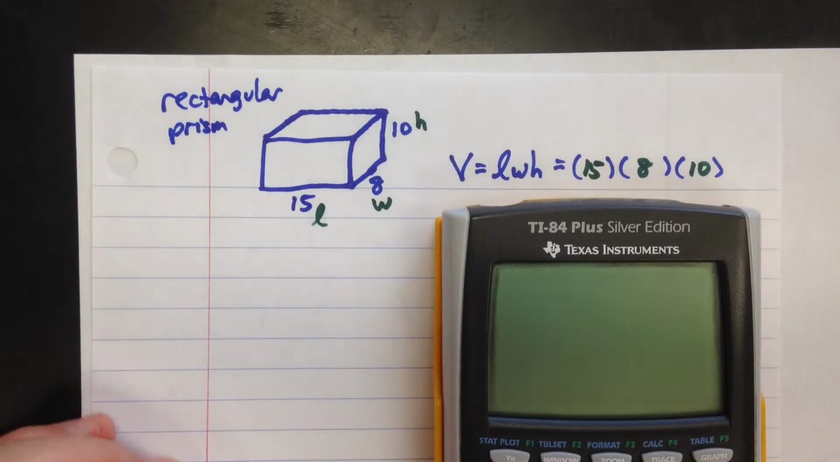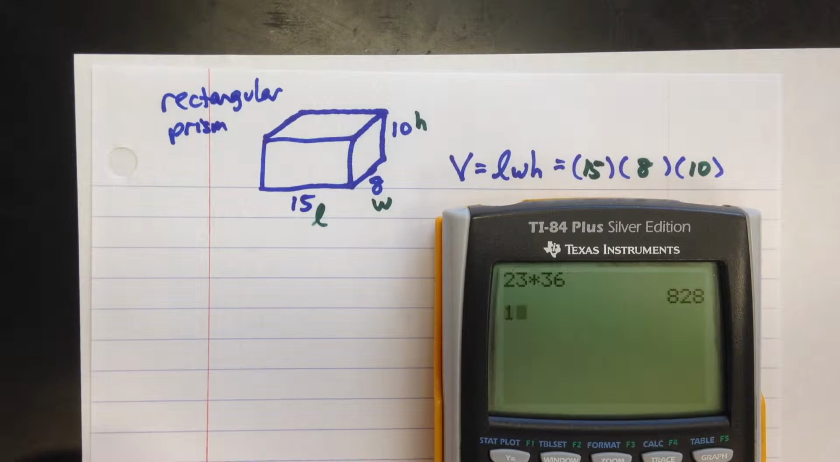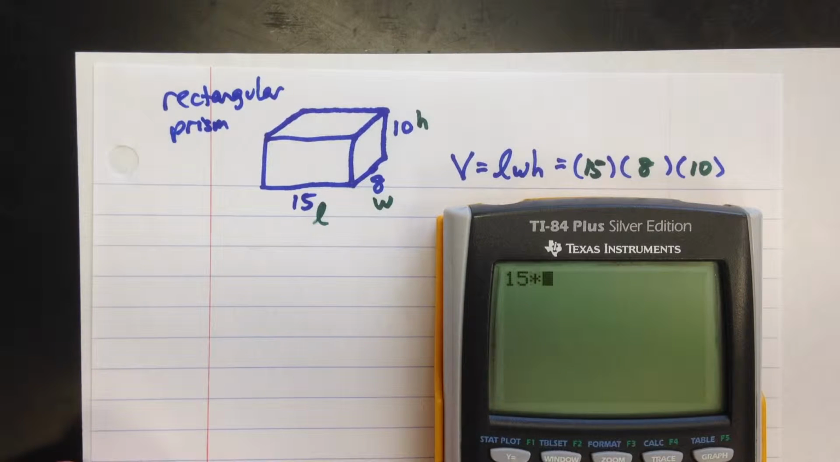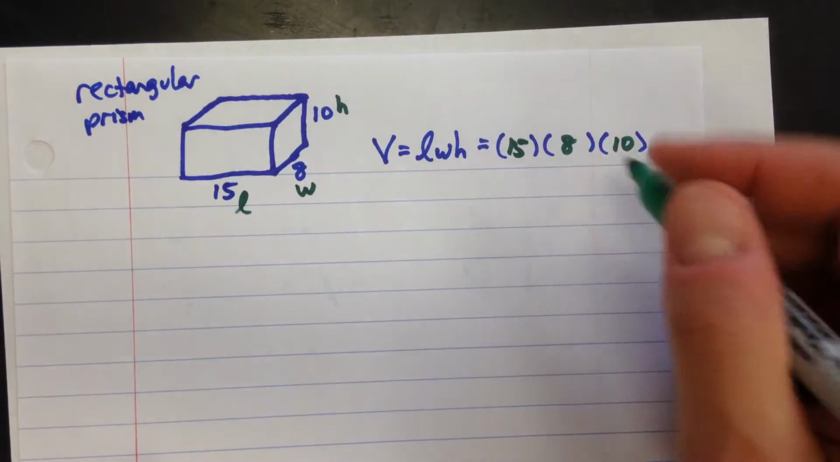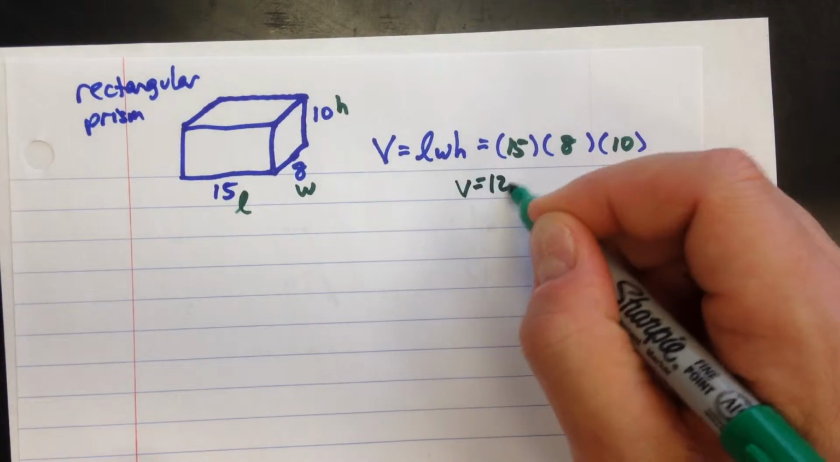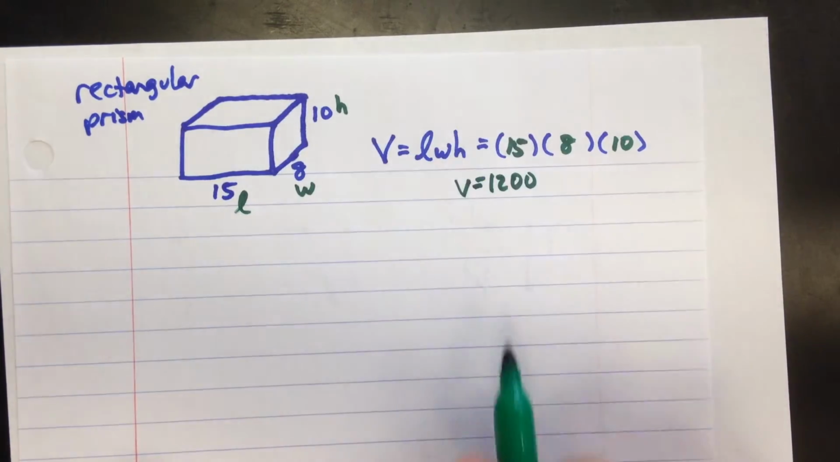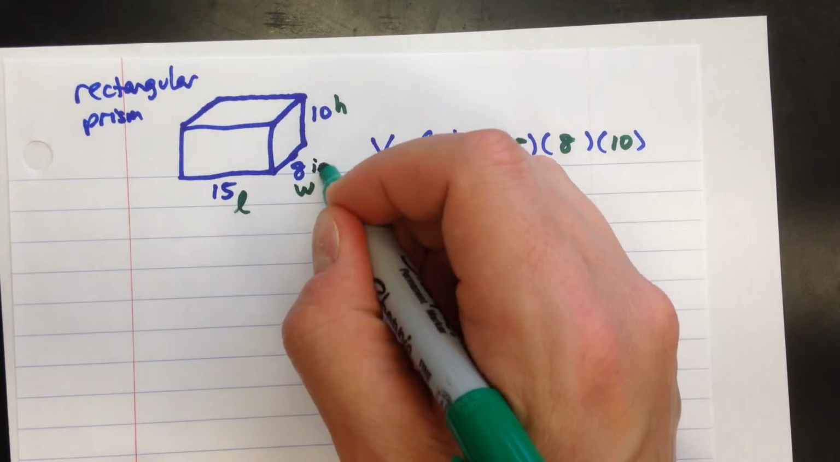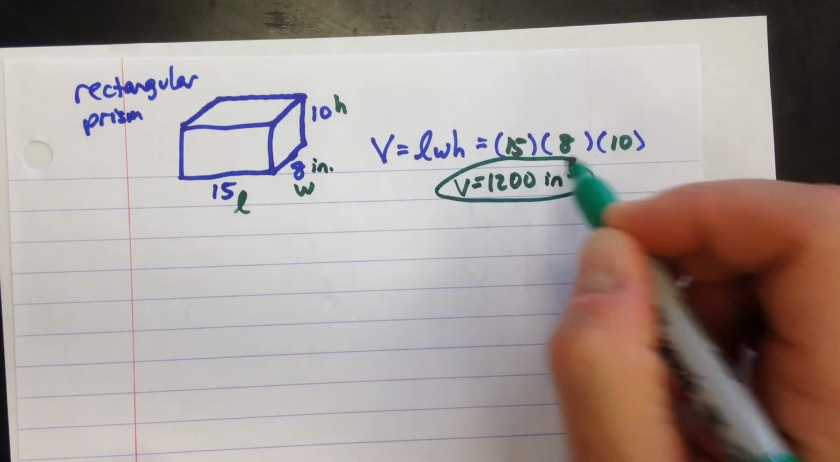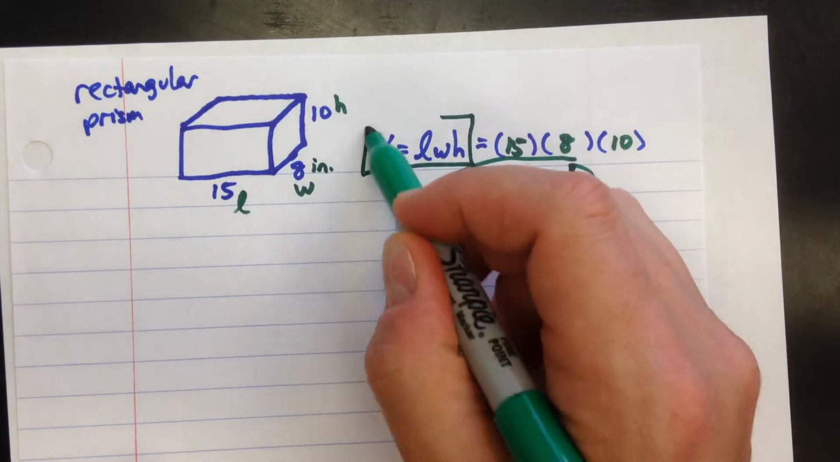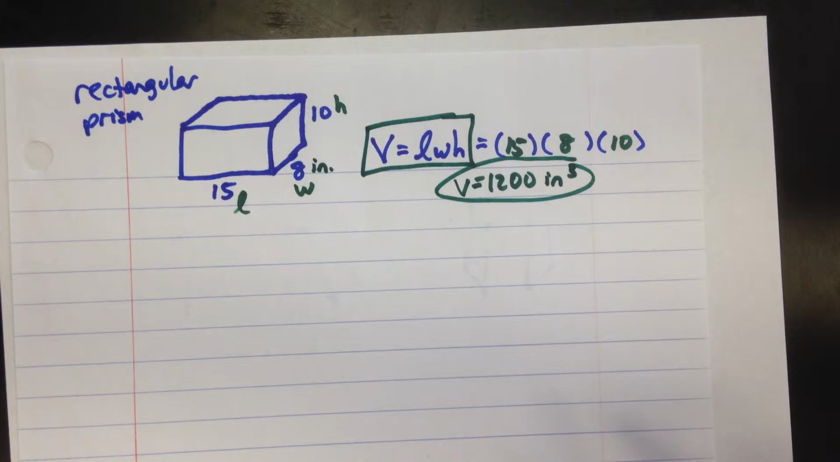So when you multiply this here, we're going to do 15 times 8 times 10, and what we get is 1,200. So the volume is 1,200. Let's say in this case that we were dealing with inches. So this would be inches cubed for the volume. All right, so the volume is length times width times height.